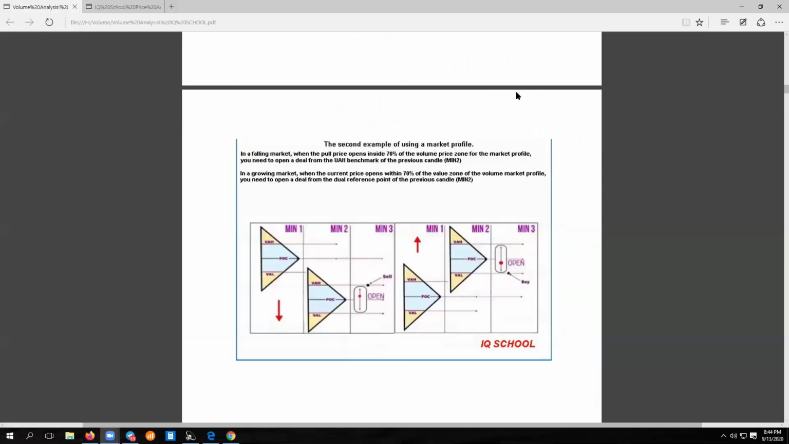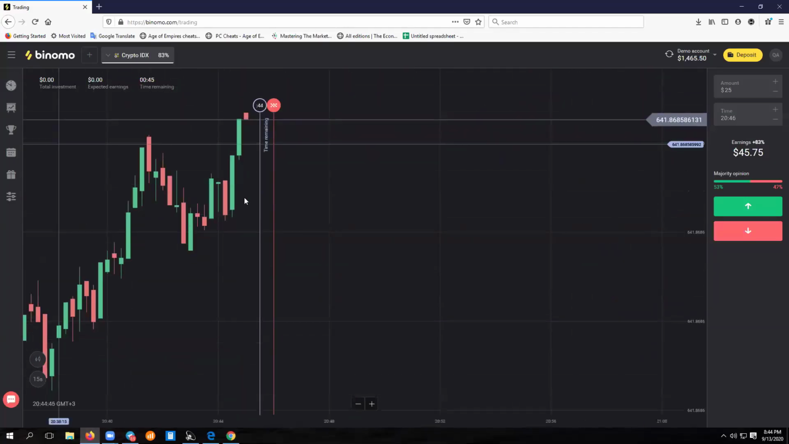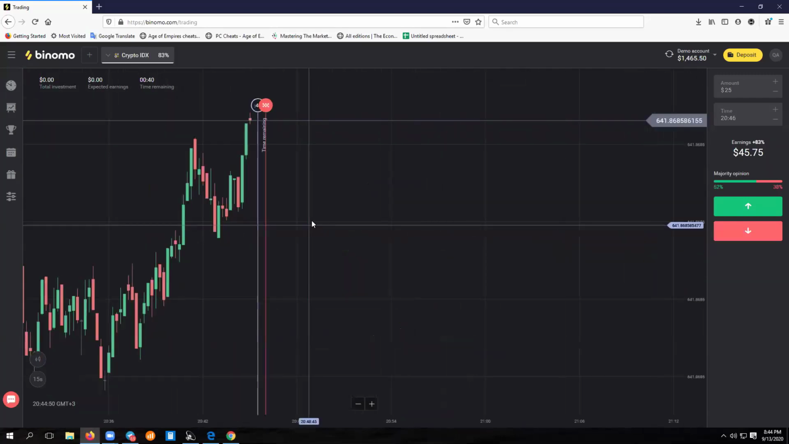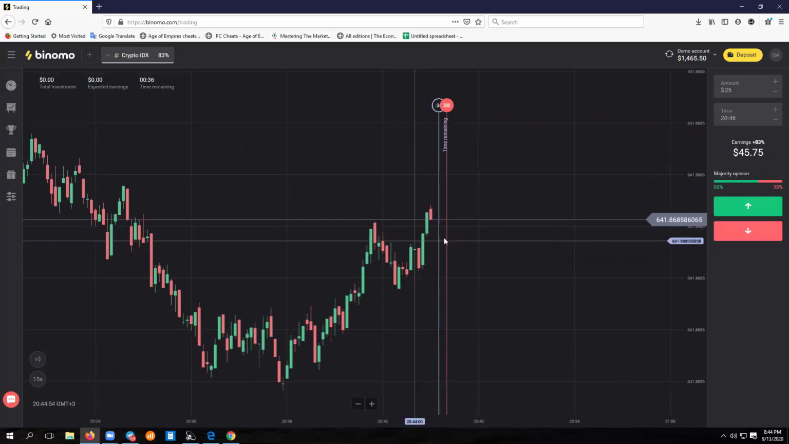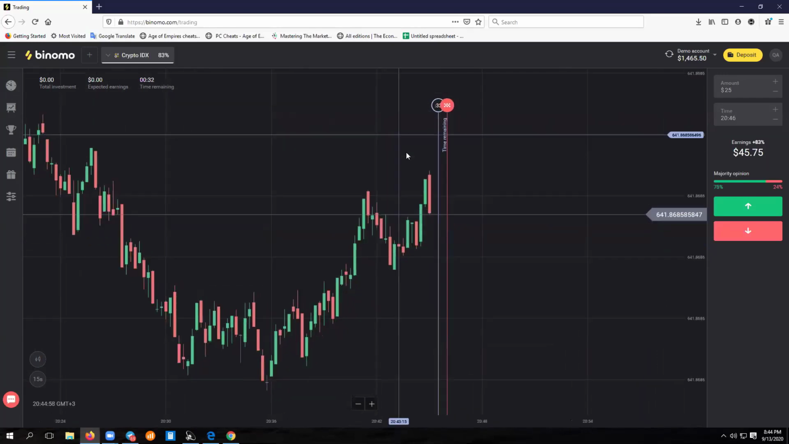But for the downtrend, we will consider the value area low, and for the uptrend, we will consider the value area high. Yes, right. Got it.